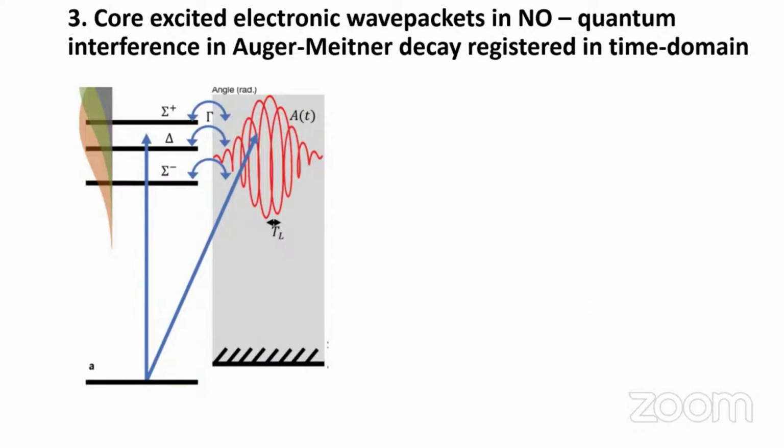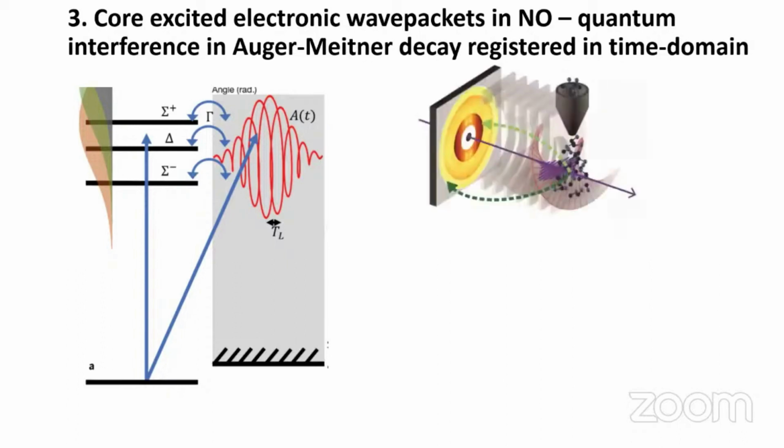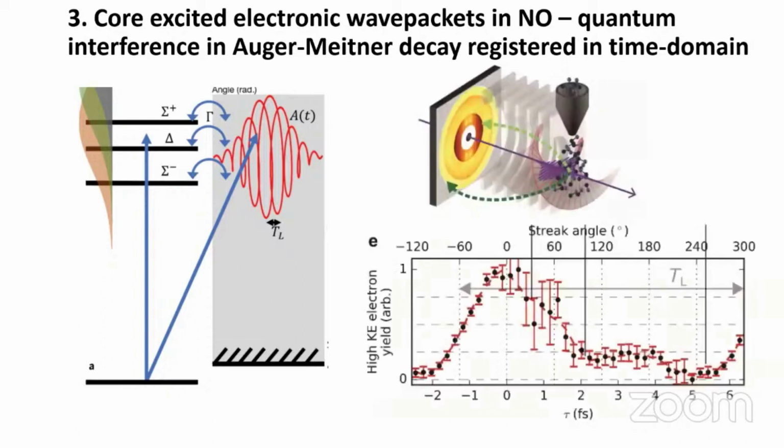These would each individually Auger decay, but there's a beat note between the Auger decay of the different channels, and that's registered in the streaking pattern. And what you see, instead of a regular decay over the streak window time, is a kind of bump, and there's possibly even a second bump due to the extra state that's also excited.